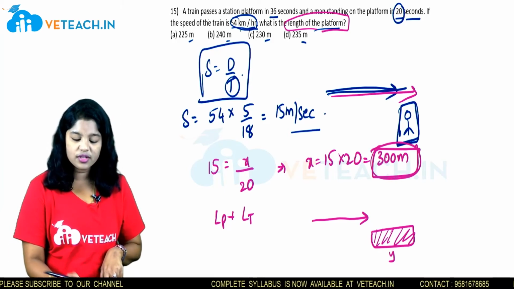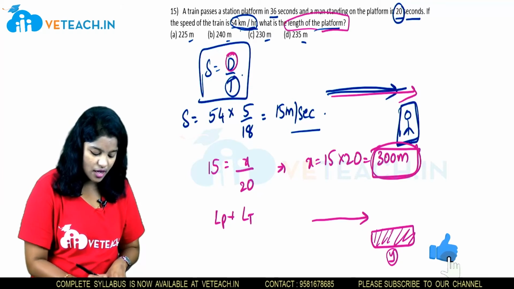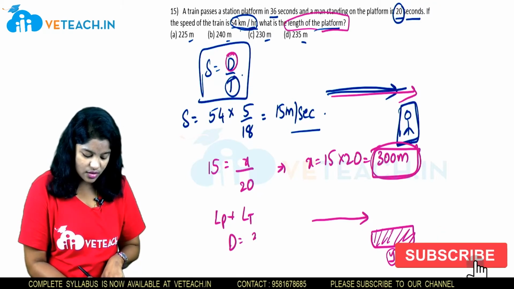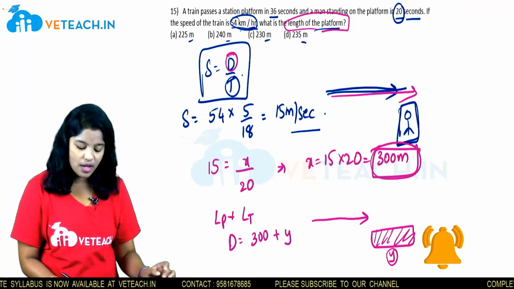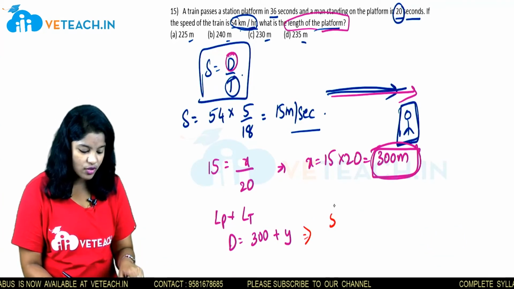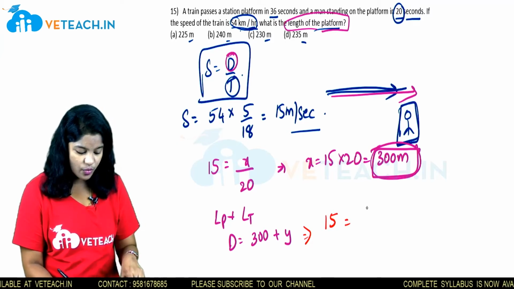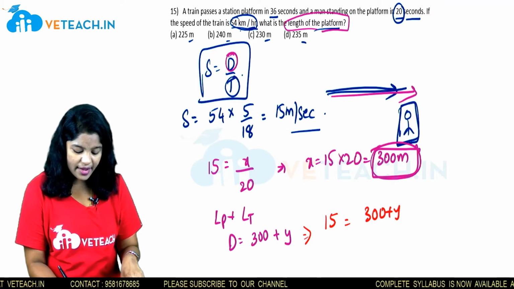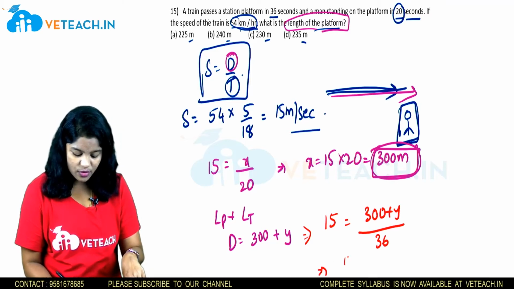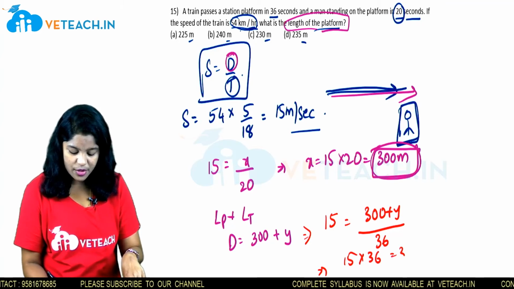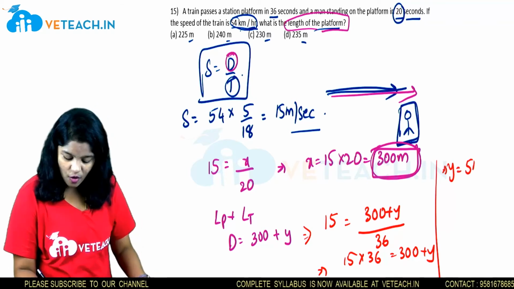We already know the length of the train. So treat the length of the platform as y. So the total distance here becomes d equals 300, the length of the train, plus the length of the platform. Now use the same formula. The speed is 54 kilometers per hour, which we have changed into 15 meters per second, equals distance, 300 plus y, by time, 36 seconds. So 15 into 36 is equal to 300 plus y, which is 540.